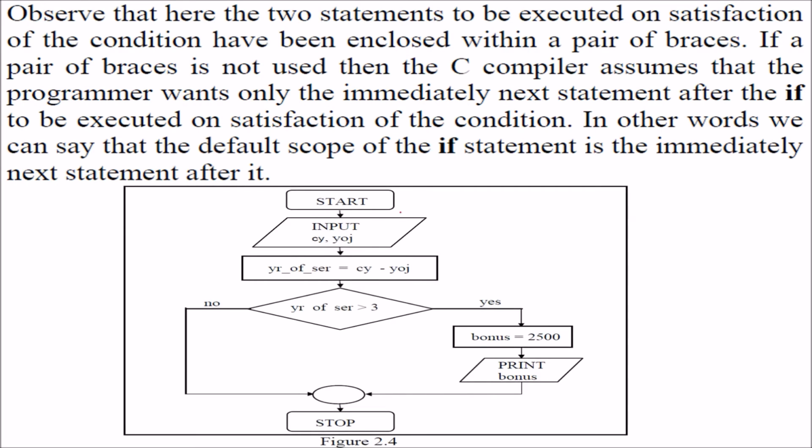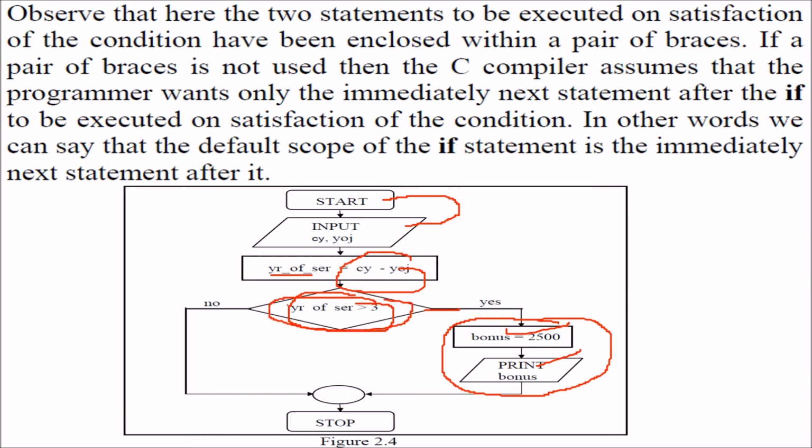So what was happening here is, we entered the current year and year of joining. Then the year of service can be computed using current year minus year of joining. If this year of service is greater than 3, if it is yes, we execute multiple lines. Bonus, print, anything you can do. How many lines you want, it's up to you. You can execute 100 lines, no problem with that. If the case is not there, that is year of service is less than 3, then nothing has to be done.